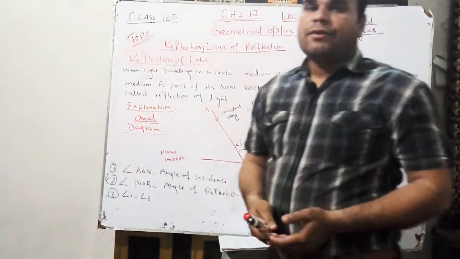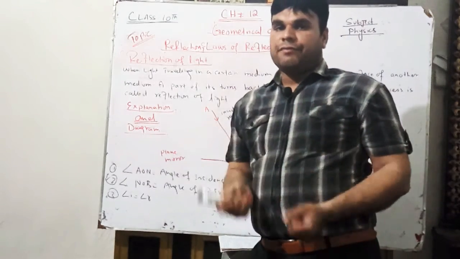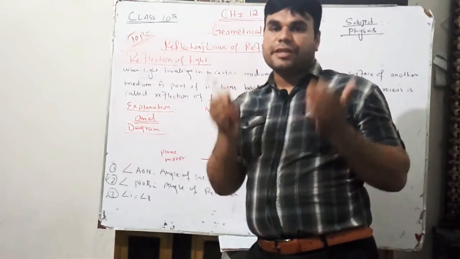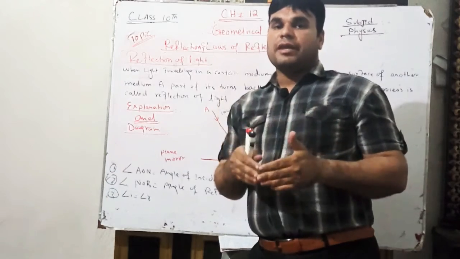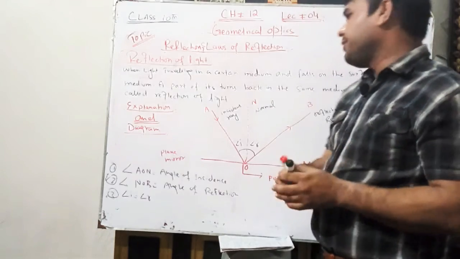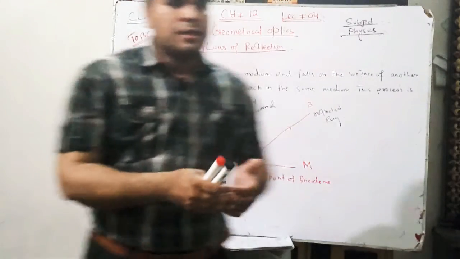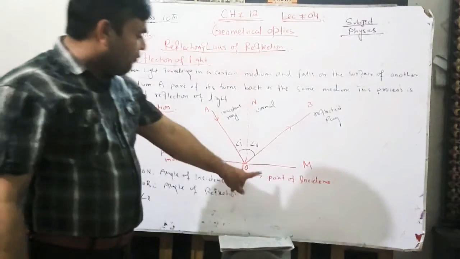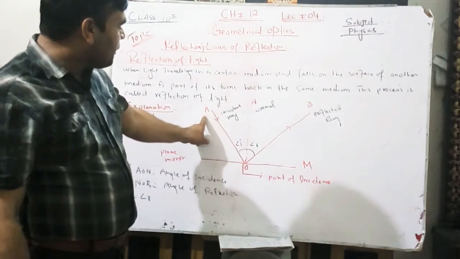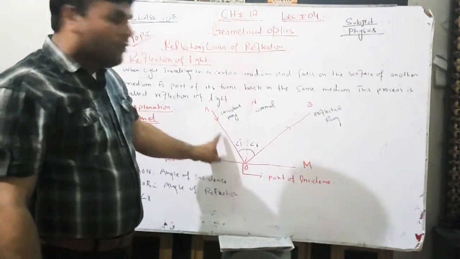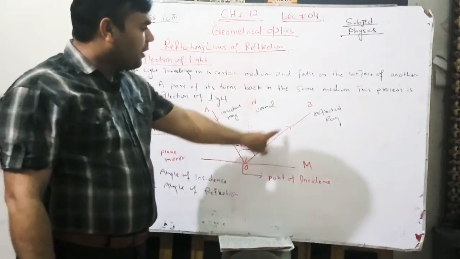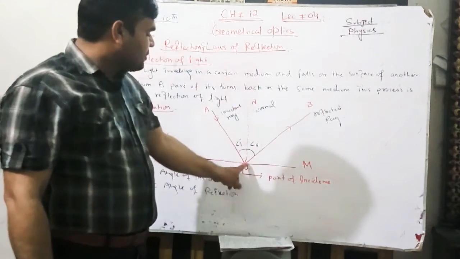For reflection of light, we say that when rays of light fall on a certain medium, then after striking that medium, these rays of light are turned back in a particular direction. This process is called reflection of light. If we see the explanation, we can take a plane mirror. An incident ray, which is called AO, after striking the mirror, is reflected back in a certain direction which is called OB.